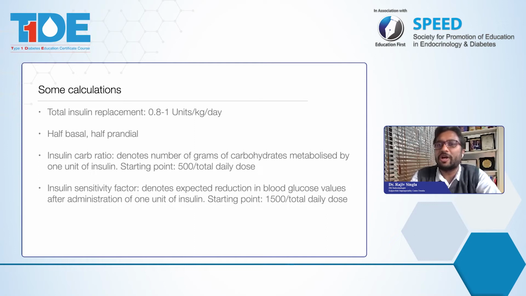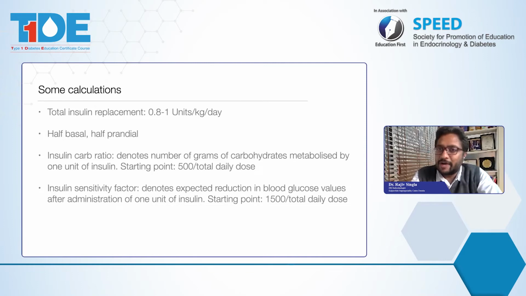Then it may be all right to cut the total daily dose by 20-25% and then start building up from there. So now say my weight is 50 kgs, but I'm taking say 60 units already, which means I'm taking more than 1 unit per kg per day. If I have to restart my calculation, I would start with a total daily dose of around 50 units, or somewhere between 40 to 50 units, depending upon whether I have hypoglycemia or not.